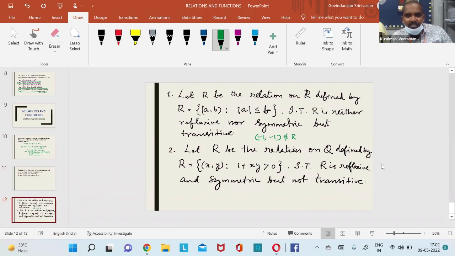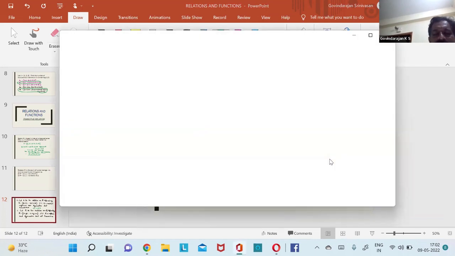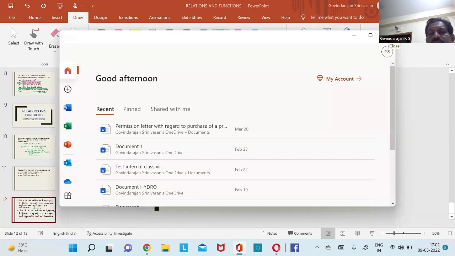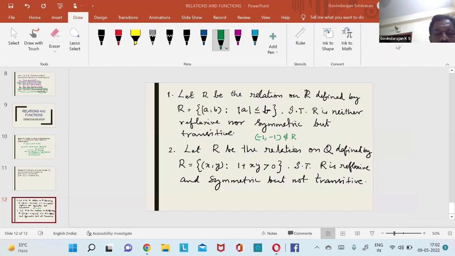Yes, sir, it is reflexive. The product of two negative numbers is positive, so definitely it will be greater than 0 only. So (x, x) belongs to R.